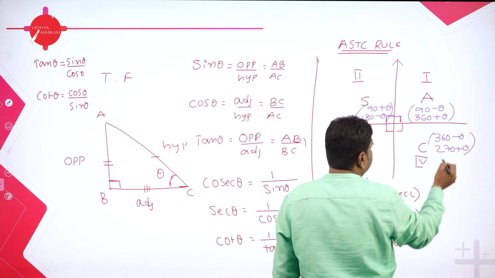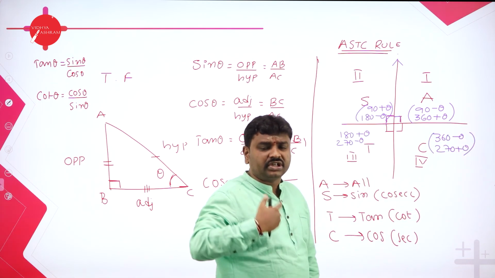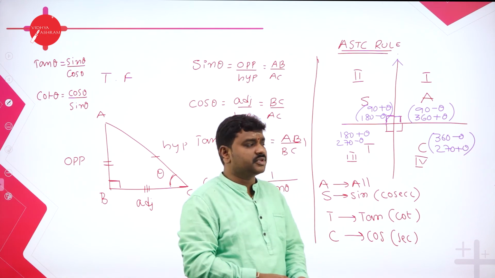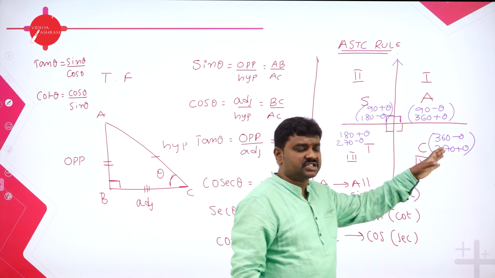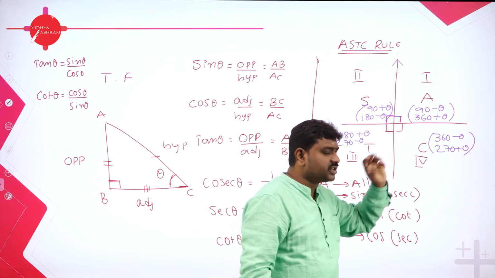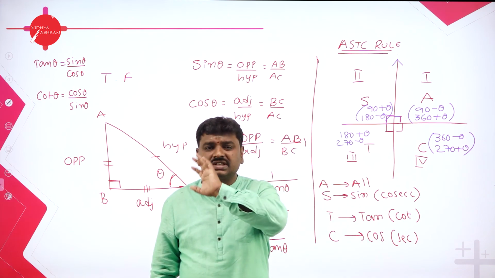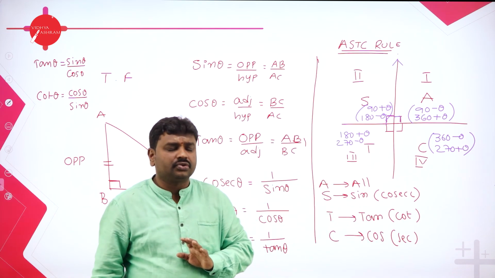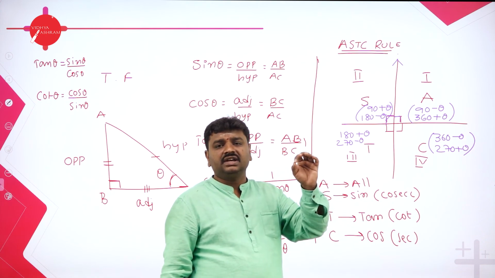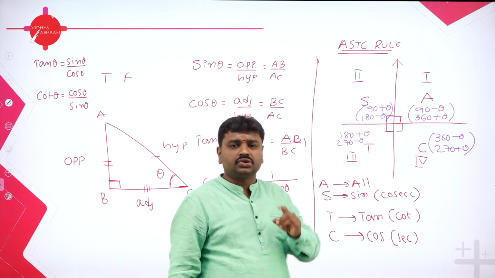So, if the angle is more than 270 and less than 360, meaning 270 plus theta and 360 minus theta, it lies in fourth quadrant. If it is in fourth quadrant, only cos and secant are positive. If it is in third, only tan and cot are positive. So, you should remember this.